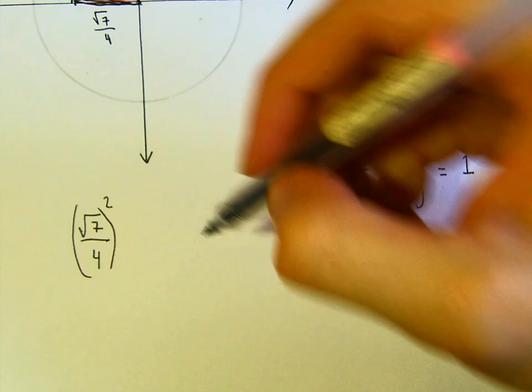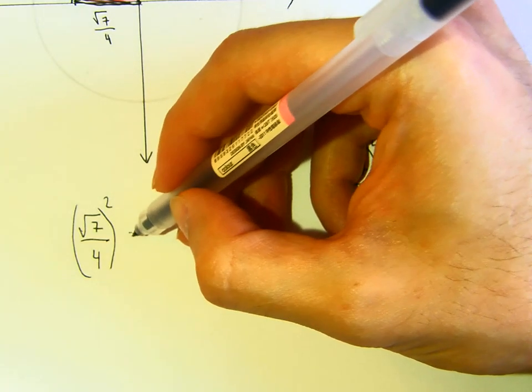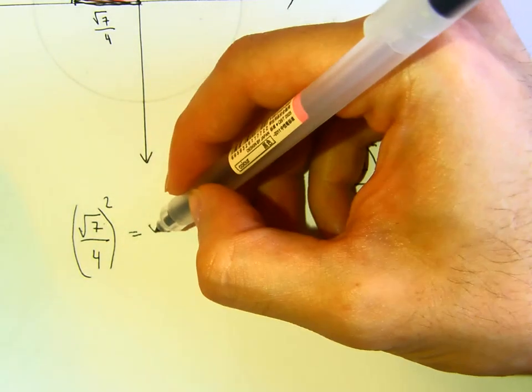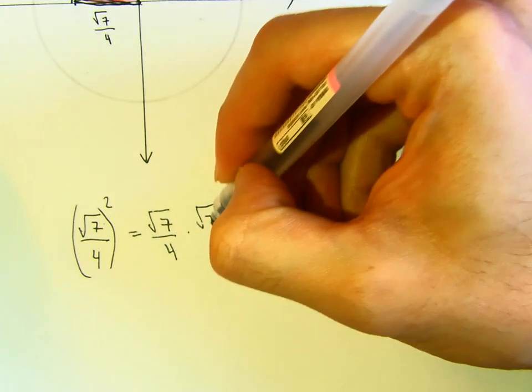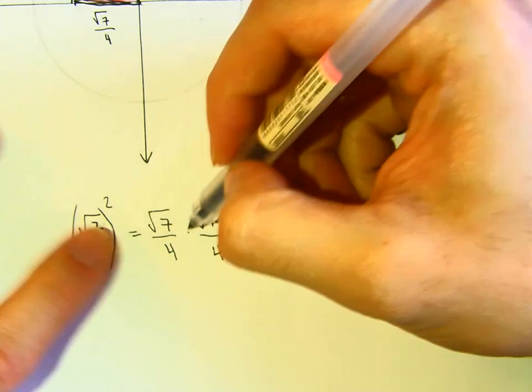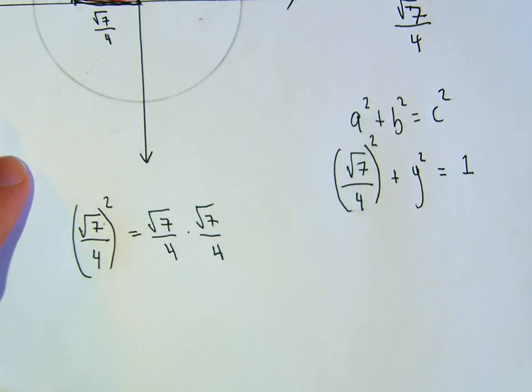So notice, what do we have to do? Let's break this down simply. We have to do this twice. So it's the square root of 7 over 4 times the square root of 7 over 4. Right? We're doing 2 of these. So then how do we actually continue?